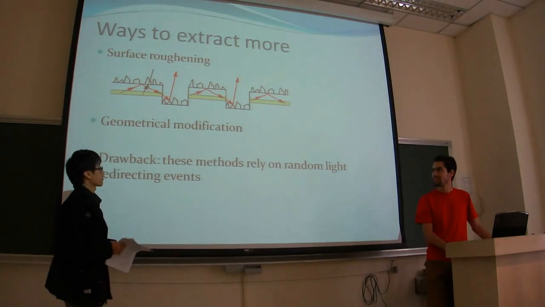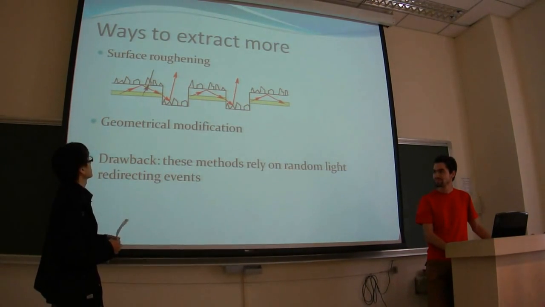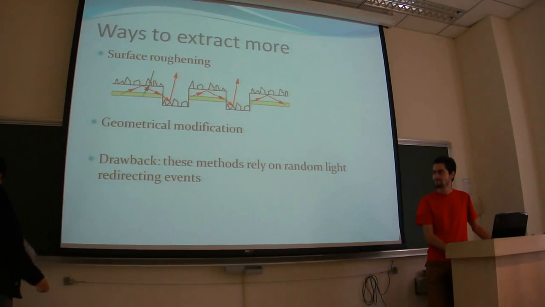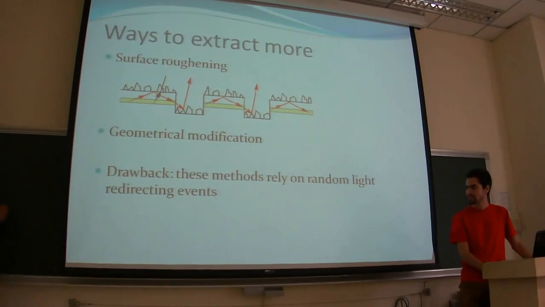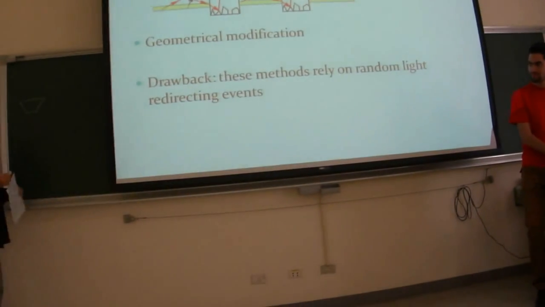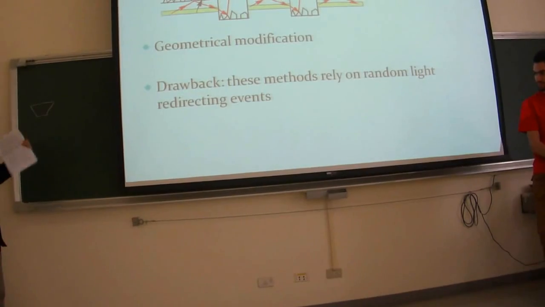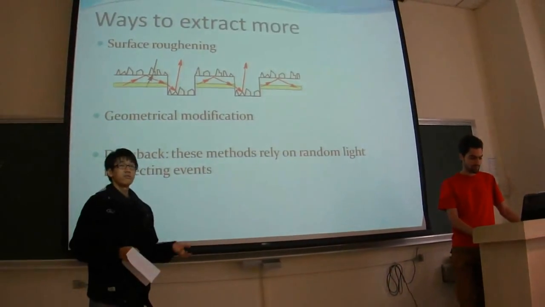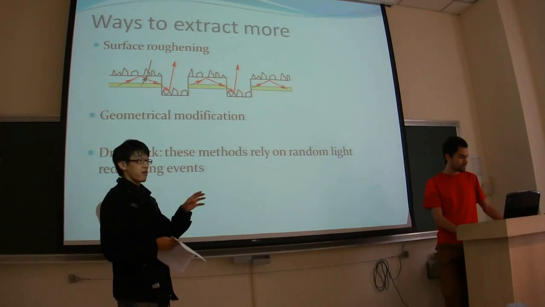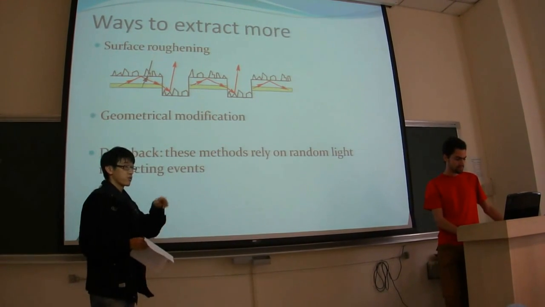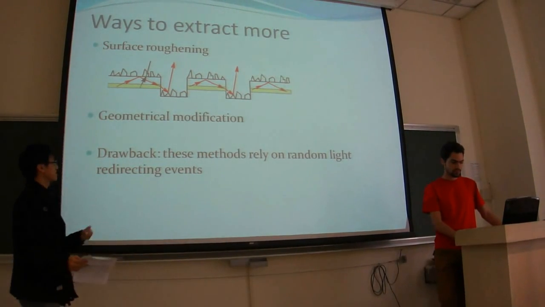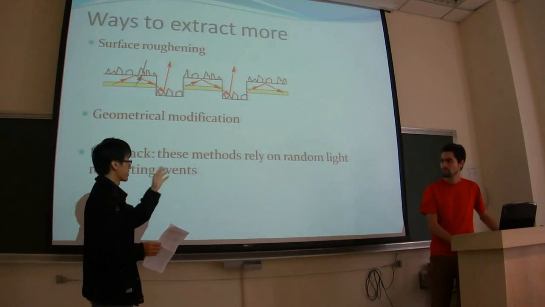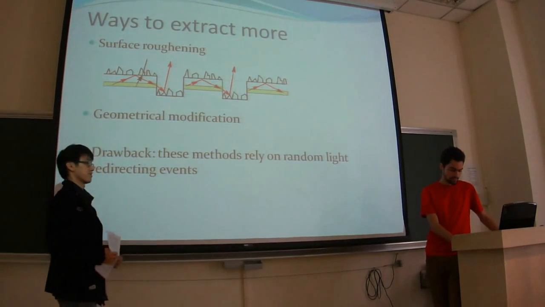Such as the first graph, which is surface roughening. And the second is geometrical modification, such as a tip structure. I think the teacher already told that. The main purpose of geometrical modification is to reduce the mean path length for the photon in the crystal. Now you can see that these two methods have a major drawback: they rely on random light redirecting effects.